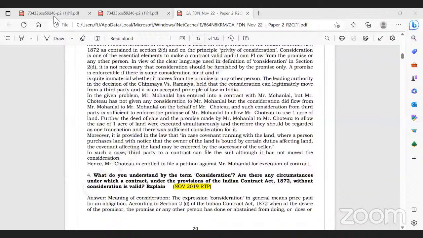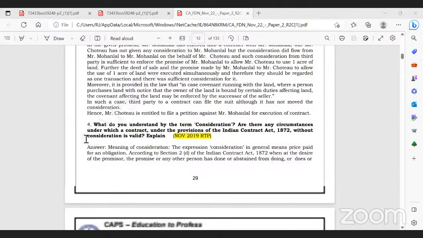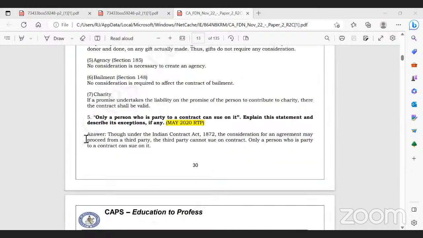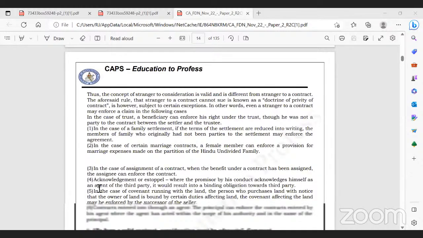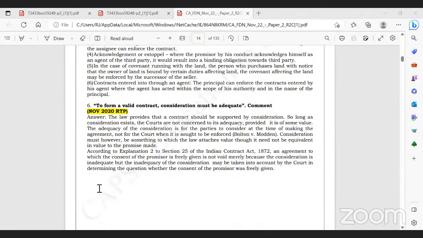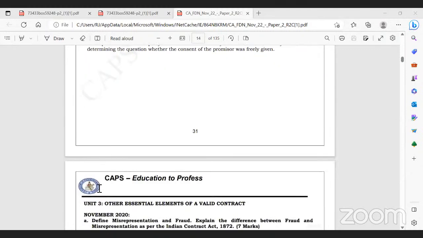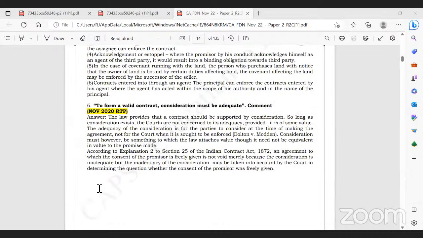What do you understand by the term consideration? Yeah, this is a theory question, right? Only a person who is party to a contract can sue on it. Explain the statement and describe its exception. Same question asked, stranger to consideration, stranger to contract, right? This is another way of asking. The same question may be asked in two different ways. Got it or no?